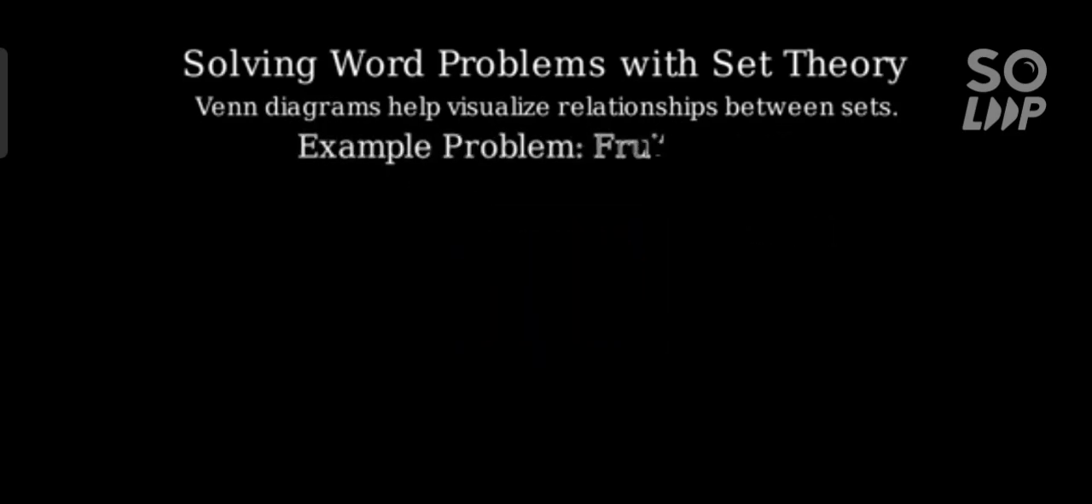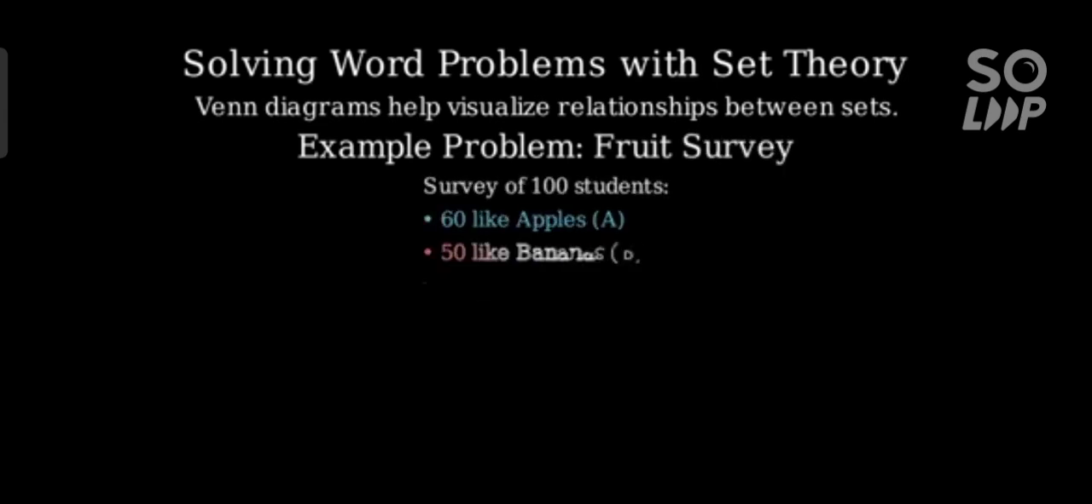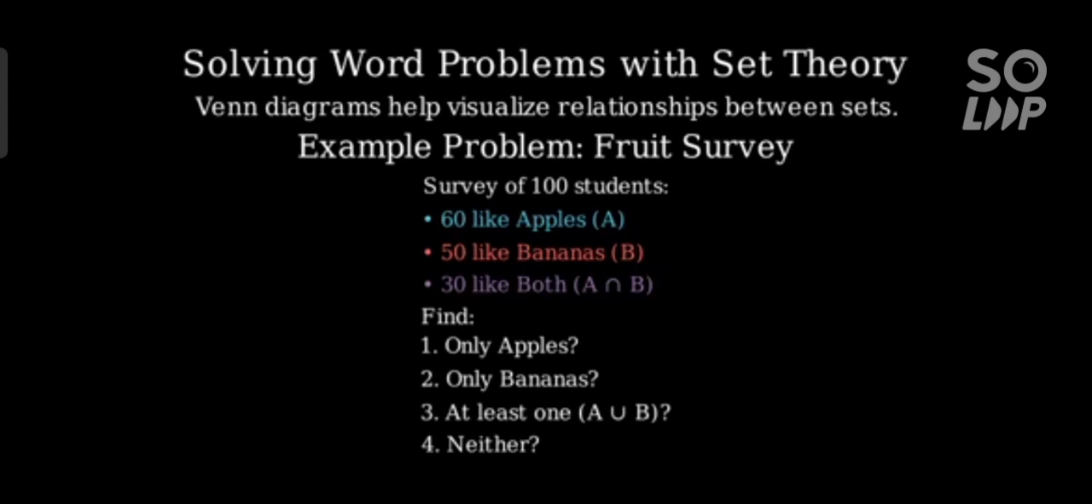Let's tackle a word problem. In a survey of 100 students about fruits they like, 60 students like apples, 50 students like bananas, and 30 students like both apples and bananas. We need to find how many like only apples, how many like only bananas, how many like at least one of these fruits, and how many like neither. Let's solve this step by step using a Venn diagram.